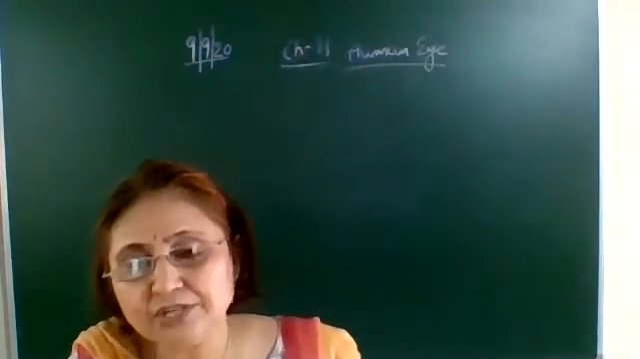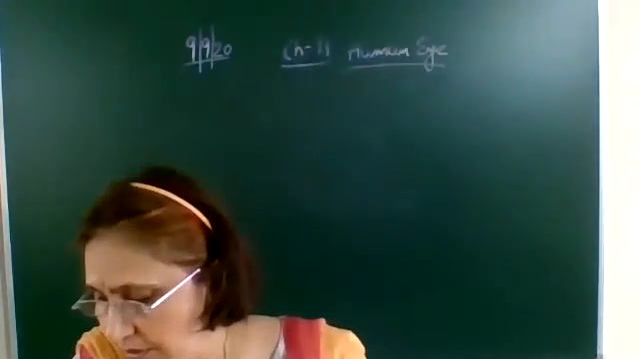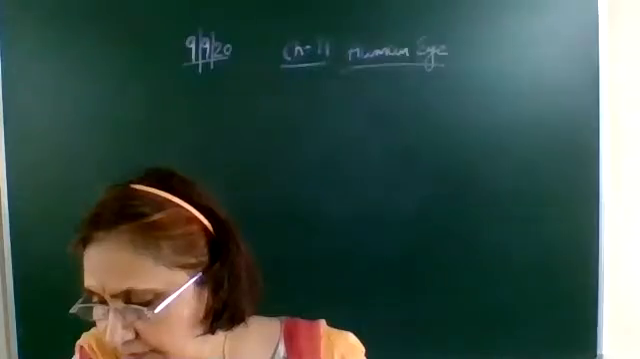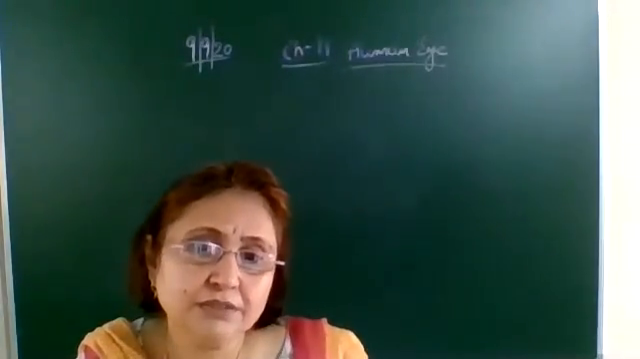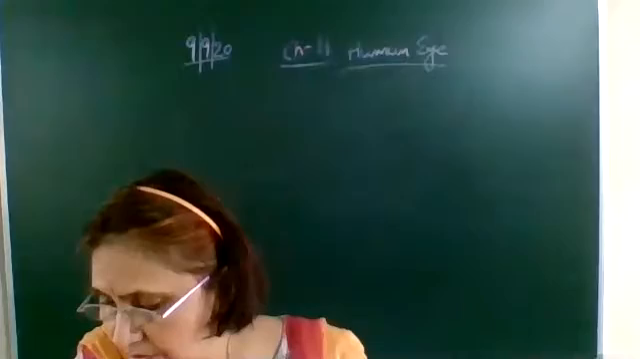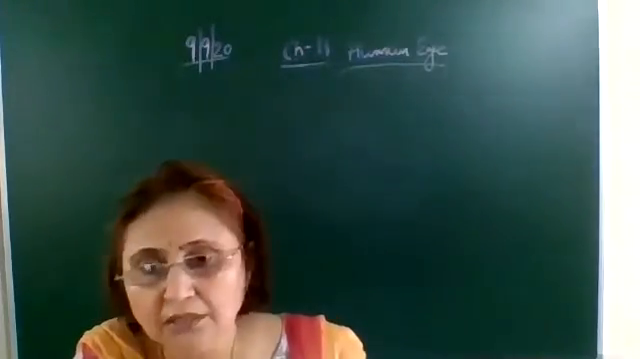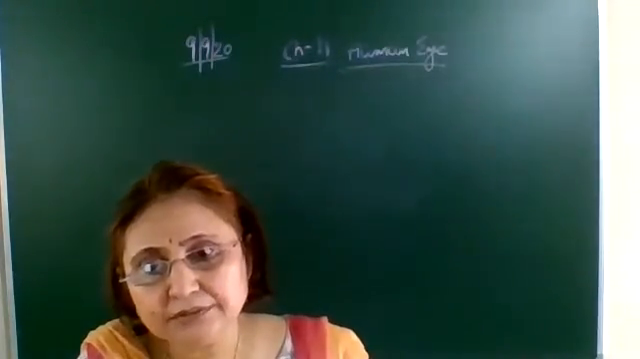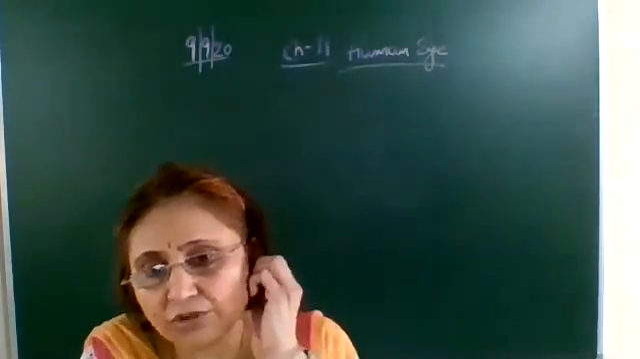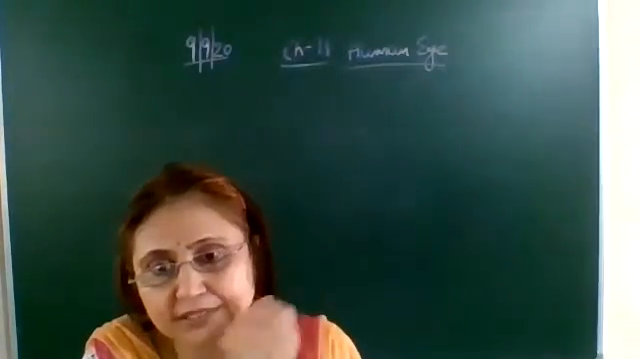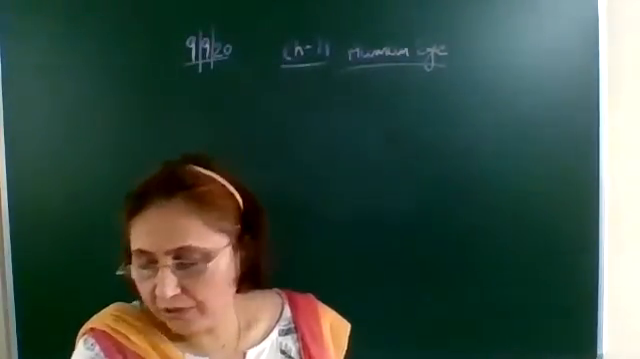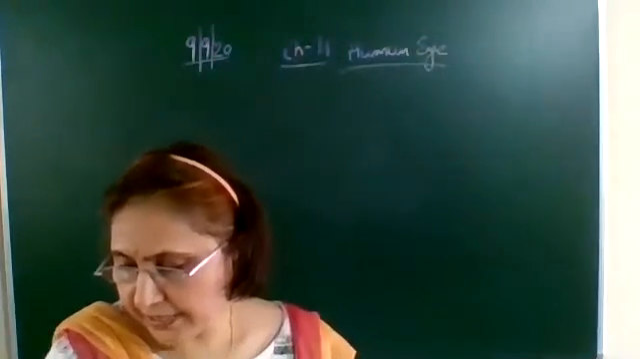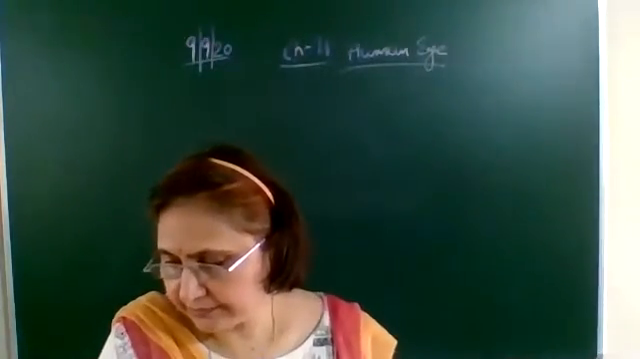Write down the function of pupil. The function of pupil is to control the amount of light entering into the eye.